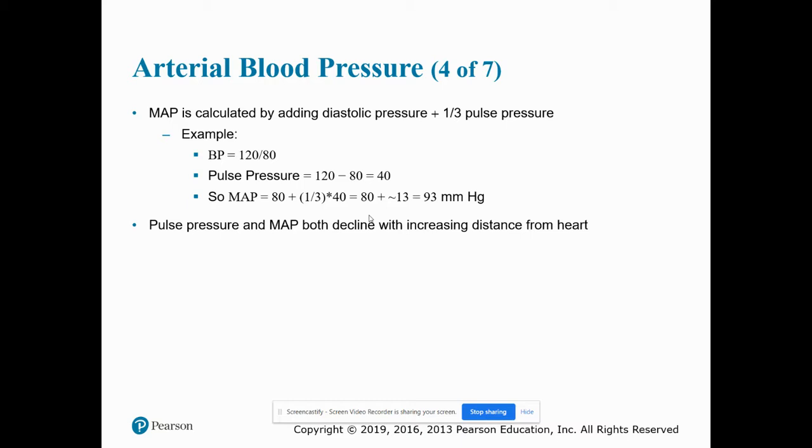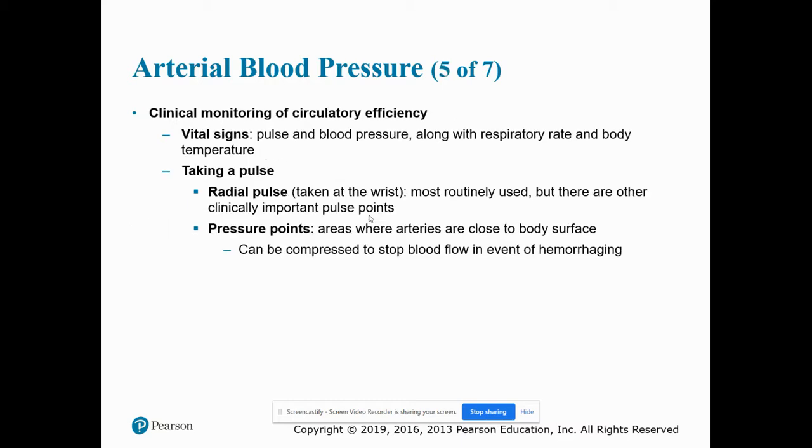Pulse pressure and mean arterial pressure both decline as you get further away from the heart. Vital signs include pulse and blood pressure, along with things we don't talk about in this chapter, which are respiratory rate and body temperature. You can take a person's pulse. The most routinely used place is the wrist, and that's a radial pulse. But there are also other clinically important pulse points.